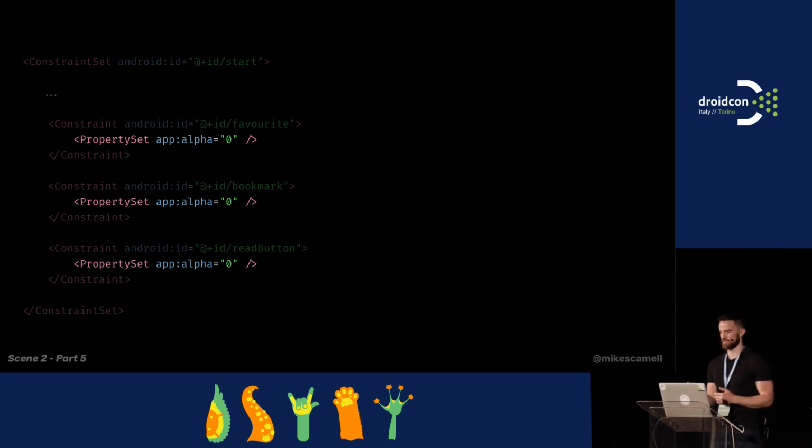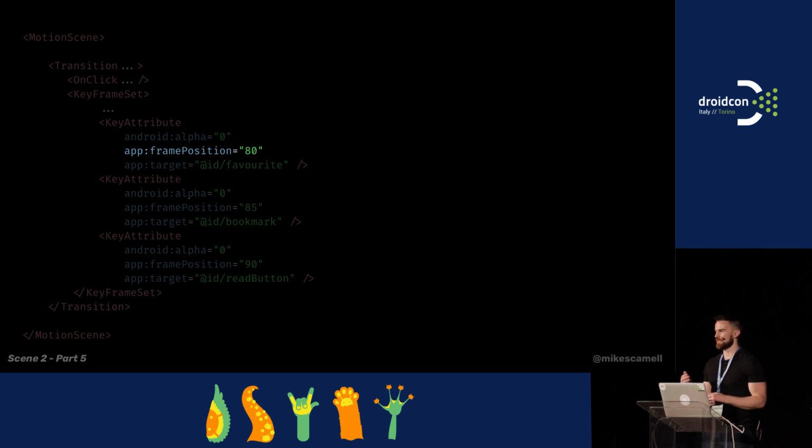So this is our start constraint set for the buttons. Notice we've set the alpha to 0, much like the detail text we talked about earlier. It's the same in the end constraint set, except that we set the alpha to 1. Again, just like the detail text. Remember, we have to define the constraints for these buttons in our end constraint set, even if it's only the alpha that's changing. We're going to be following a similar pattern to how we faded the header text earlier, using key attributes, except the frame position that the fade happens in is going to increase with each button in a staggered fashion.